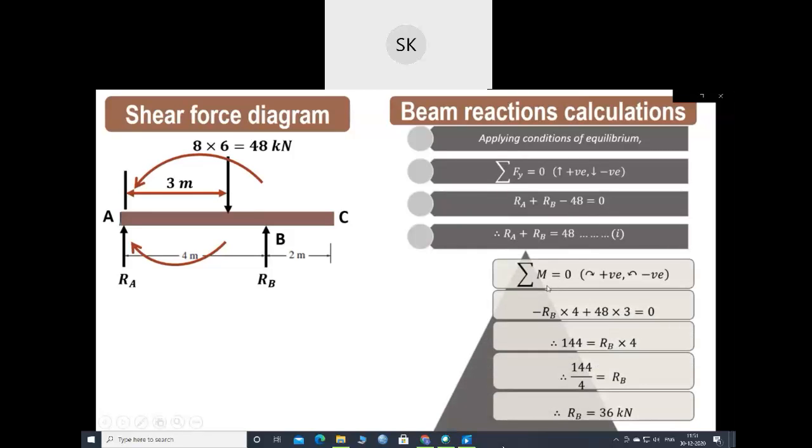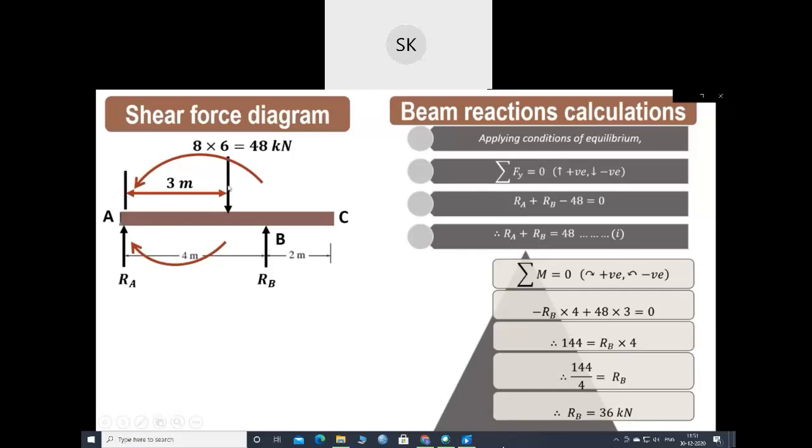Now we'll apply another condition of equilibrium, that is summation of moments is equal to 0, clockwise positive and anti-clockwise negative. We'll take the moment about point A. Start with reaction RB. This RB will produce an anti-clockwise moment about A, indicated by this arrow, and the perpendicular distance between B and A is 4 meter. So minus RB into 4 will be the moment created by this reaction RB, which is acting in the upward direction.